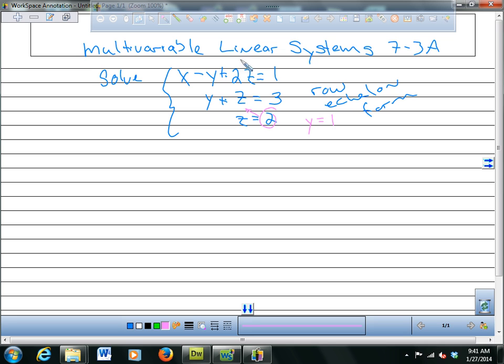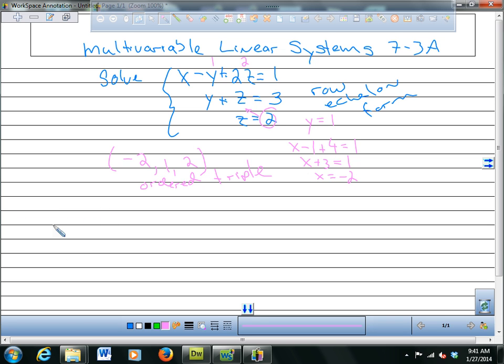And now that you know z and y, you can plug those in to the next equation. So you plug in 2 in here, and you plug in 1 in here, and you would get x minus 1 plus 4 equals 1. So x plus 3 equals 1. So x equals -2. So we know z, we know y, and you want to write it as an ordered triple with x going first: -2, 1, and 2, like this. And this is called an ordered triple.